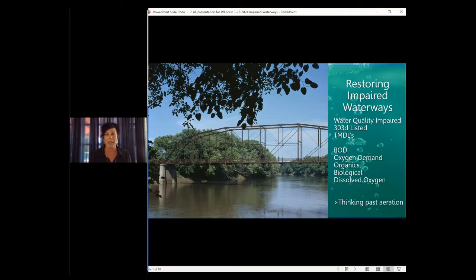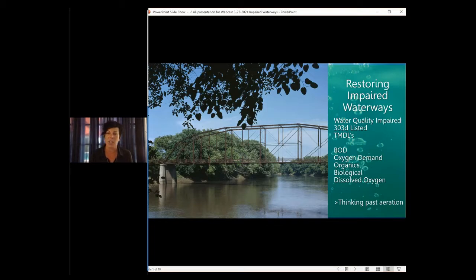And today we're going to be talking about impaired waterways, restoring impaired waterways. Some of the terms we're going to talk about are water quality impaired streams, streams that are listed as 303D, streams that have TMDLs. I'm going to tell you what all that stuff means. And specifically, we're going to be talking about loads that are biological, organics, BOD, or dissolved oxygen impairment.